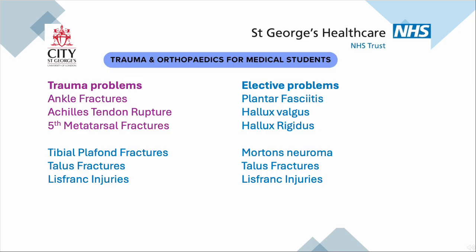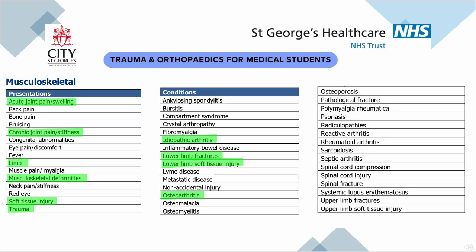Most of the topics you'll need to know about are related to trauma, in particular ankle fractures, Achilles tendon ruptures and metatarsal fractures. There are a number of other conditions, both traumatic and elective, that you should be aware of, but you are unlikely to be examined on directly at finals level. As you can see here, this maps to a number of the domains in both presentations and conditions from the curriculum for the medical licensing assessment.